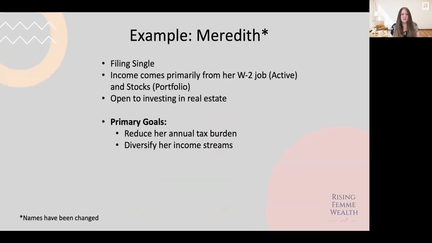So let's see it in action. One of our clients came to us. I'm going to call her Meredith. Her name's been changed. She was filing single. Her income came primarily from her W-2 job and stocks. So she had active income and portfolio income. She was open to investing in real estate, but her primary goals were to reduce her annual tax burden and diversify her income streams, so she wasn't entirely reliant on her job.